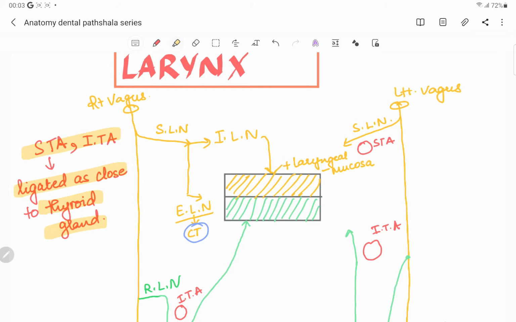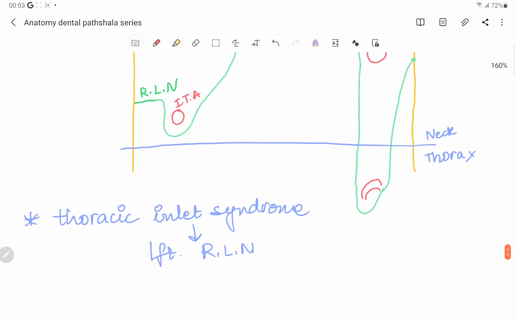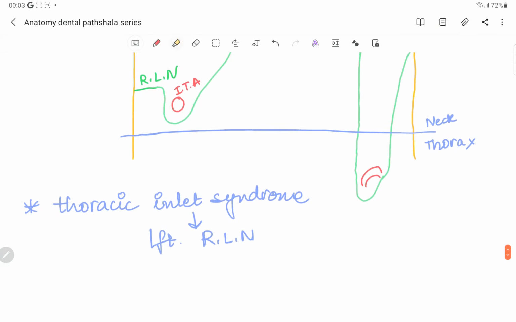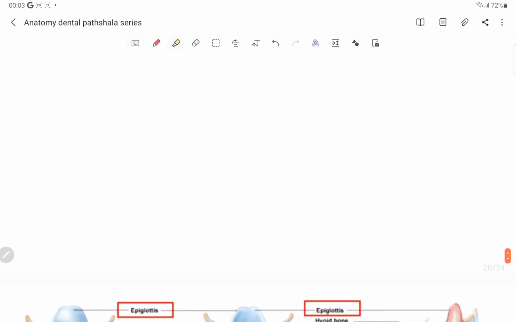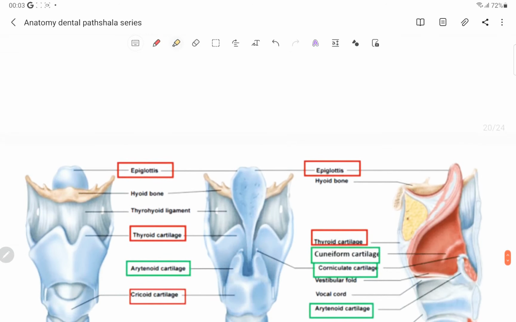So let's talk about the larynx or the voice box. As we know, it is the organ which produces the voice. So we can say it helps in phonation, that is the voice production, as well as it acts as a sphincter for the lower respiratory passage. So it acts as a sphincter for the inlet of the air. So basically the larynx is a part of the respiratory system as well. So it is allowing the two-way flow of gases.